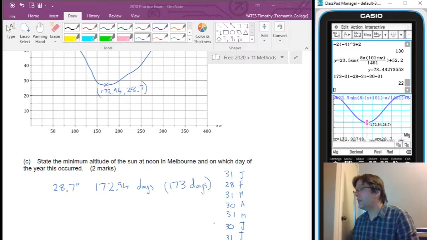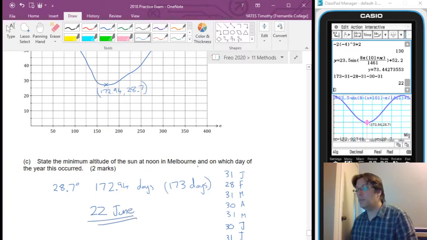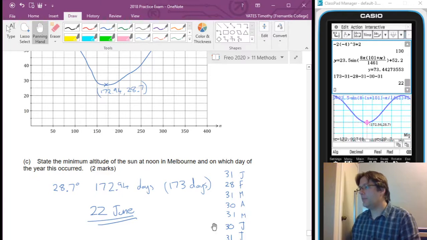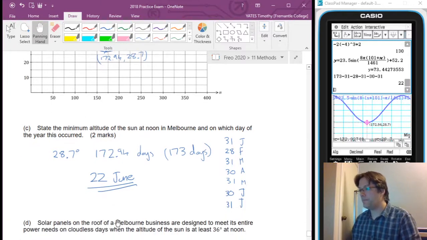So there's 22 days after the 31st of May. So it's going to end up being the 22nd of June. So that does end up being a little bit of work for 2 marks, but we can work it out. Just got to be a bit methodical about it.